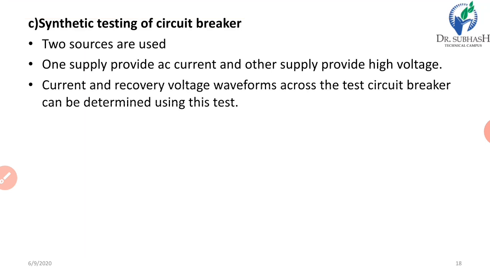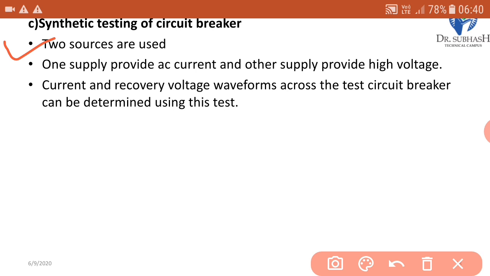Now synthetic testing of circuit breaker. Two sources are used. One supply provides AC current and other supply provides high voltage. Current and recovery voltage waveforms across the test circuit breaker can be determined using this test.